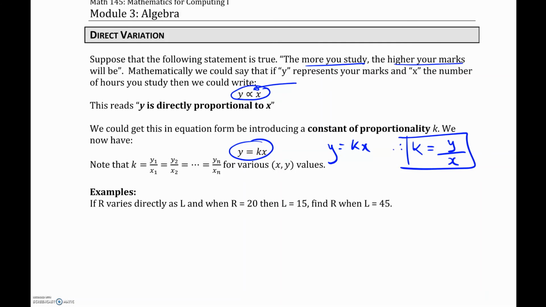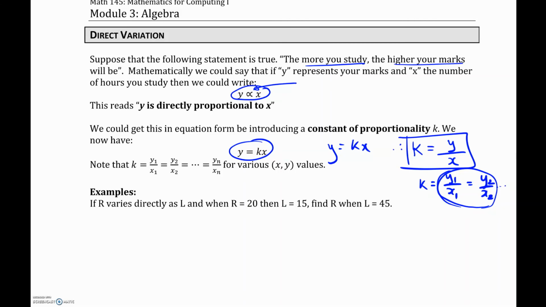Now, what does this mean? It means that regardless of what the y values and the x values are, if we divide y by x, we get the same k value. So we could say that k is equal to y1 over x1, which is the same as y2 over x2, and we could keep going. Now have you noticed that right here we have what is called a proportion? It's two ratios being equal. So now we could solve equations.